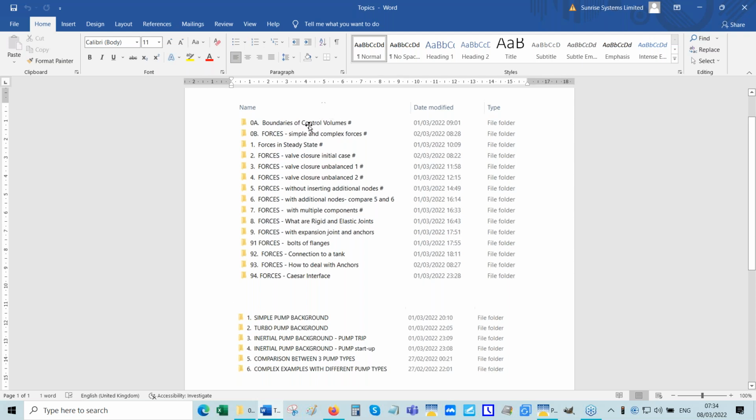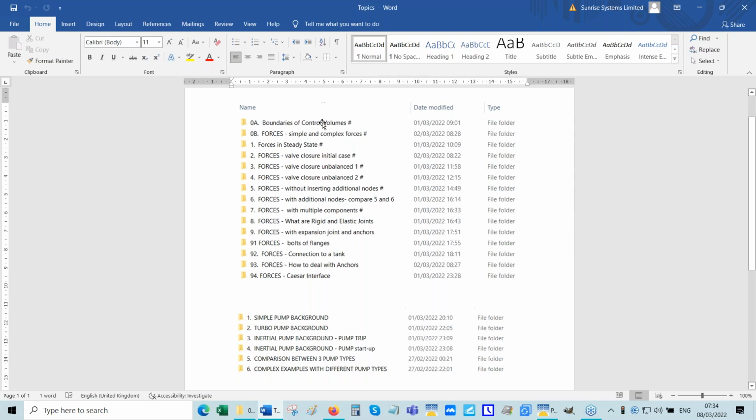Control volumes can have several components in them. The boundaries of the control volumes are called control surfaces, and we'll talk a little bit about them in a few minutes.